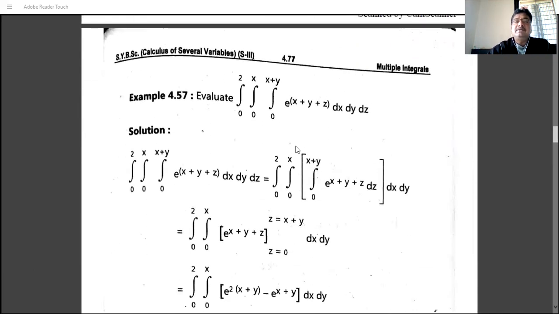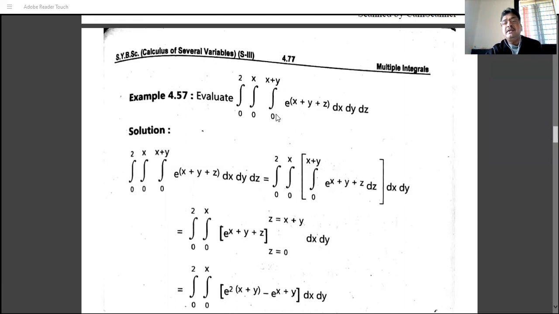So the next problem is the integration from 0 to 2, 0 to x, 0 to x plus y. So this is the limit in terms of x and y, this is the limit on z, this is the limit on y, and this is the limit on x, because the inner limit is in terms of x. Already this is the limit on z, means this is the limit on y, and then this is the limit on x.